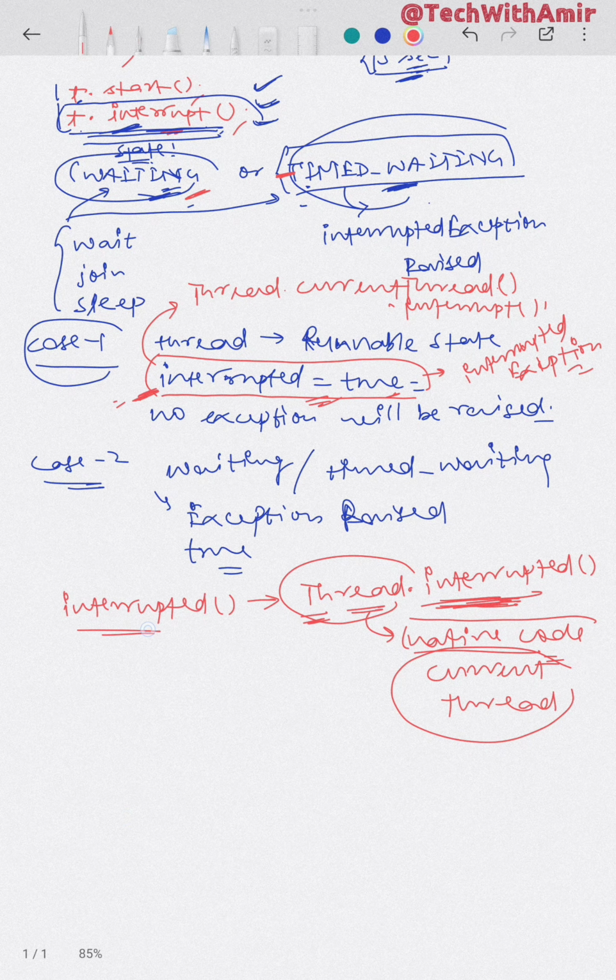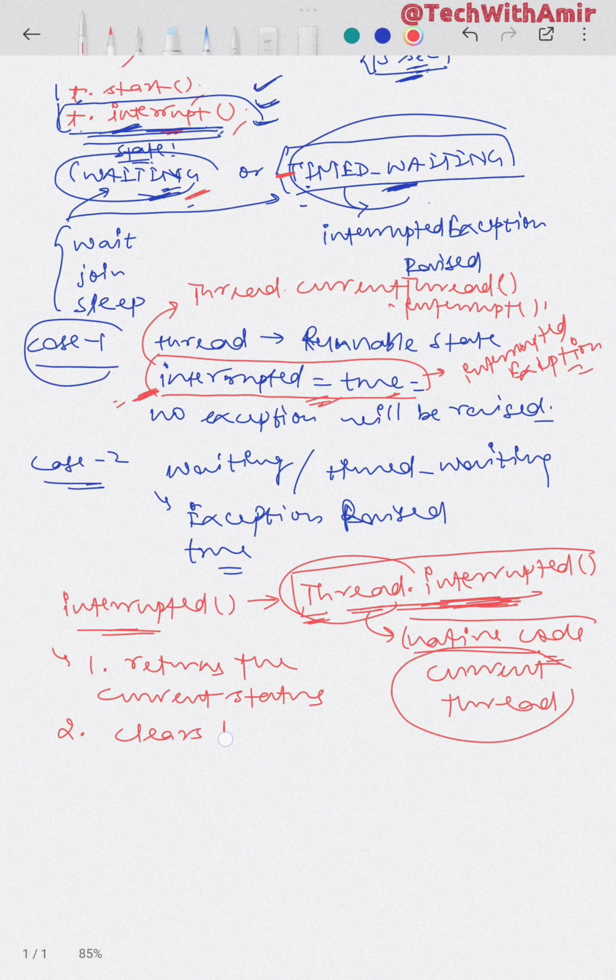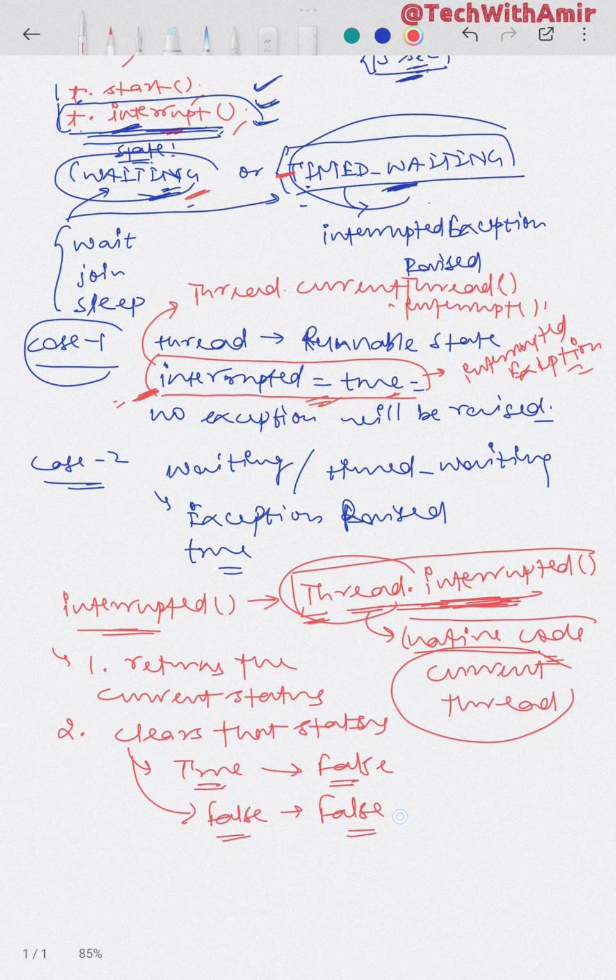So what happens when we call this method like this, Thread.interrupted, is that it returns the current status and then clears that status. So if it was true, it will be returned as true, and then it will be reset to false. And if it was false, then it doesn't do anything, it simply returns the value. So this is about the interrupted method.